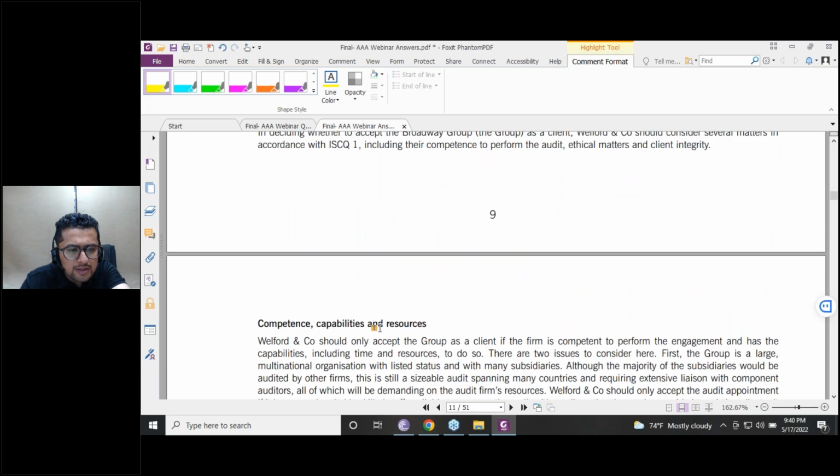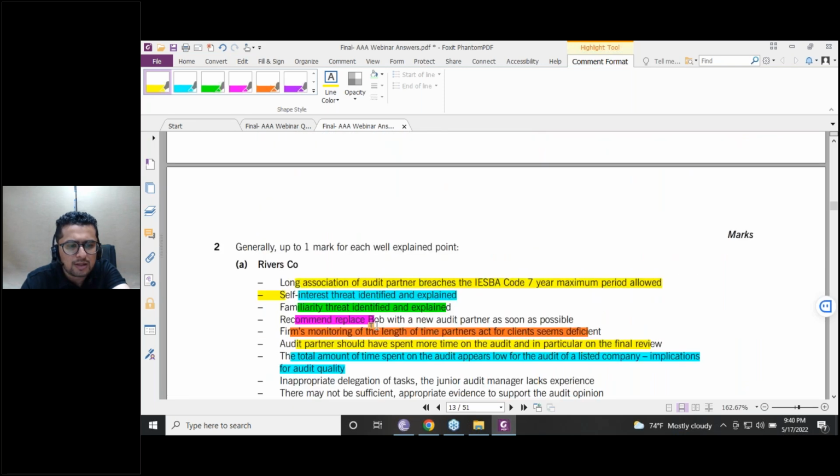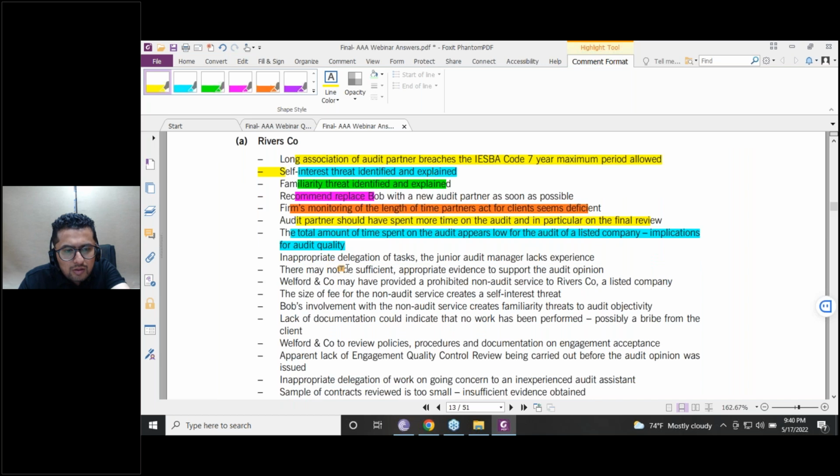I have missed it. Let's see what's in the marking scheme. See, inappropriate delegation of tasks. The junior audit manager lacks experience. Yes, the junior manager lacks experience, and all the reviews have been delegated to that individual. So this is another one mark which is available. What's the issue? All the review has been delegated to one individual, and that individual has recently been promoted, so she does not seem to have good enough experience for that particular job.